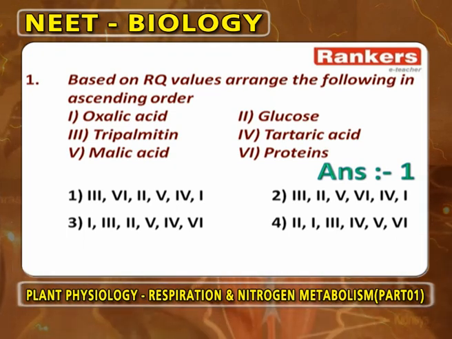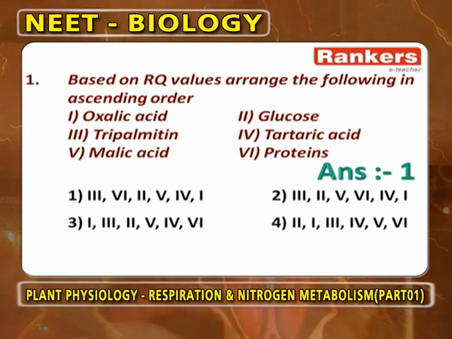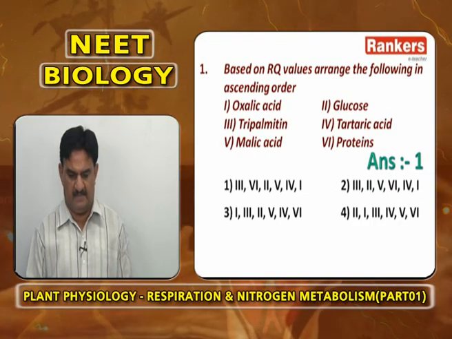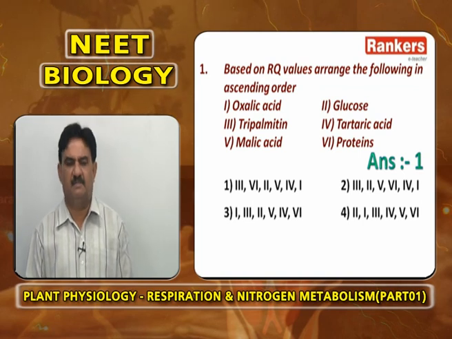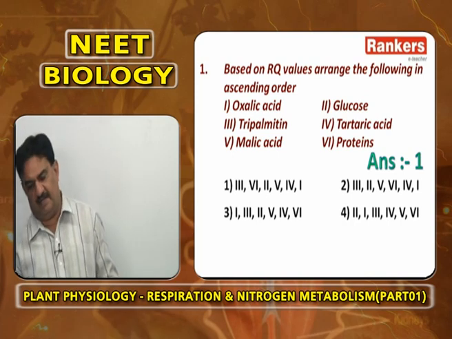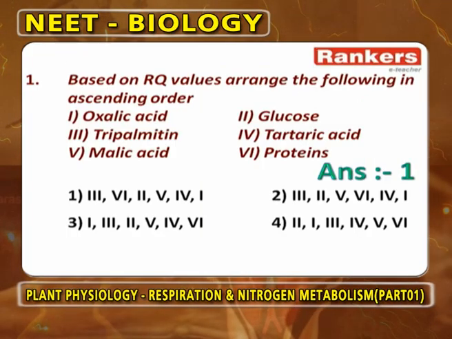Answer is 3, 6, 2, 5, 4, 1. So, tripalmitin, protein, glucose, malic acid, tartaric acid, oxalic acid. So, based on RQ values, arranging in ascending order is the first answer.